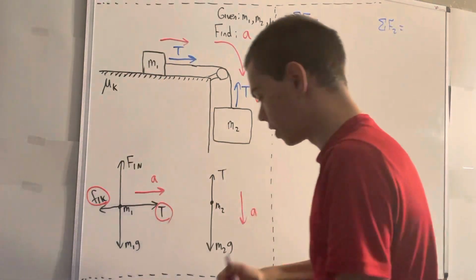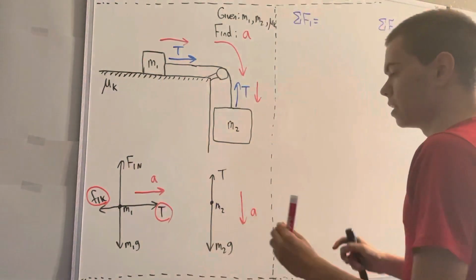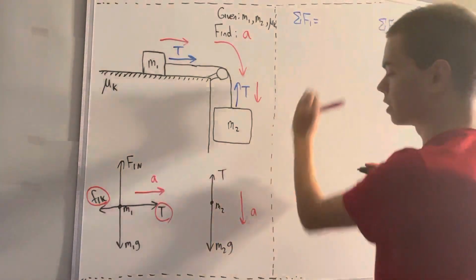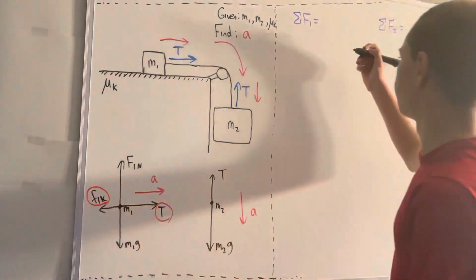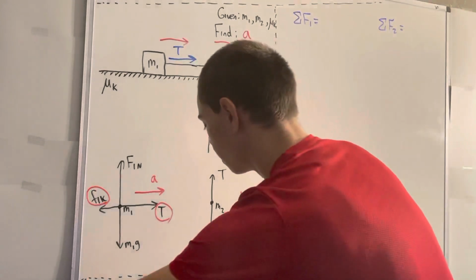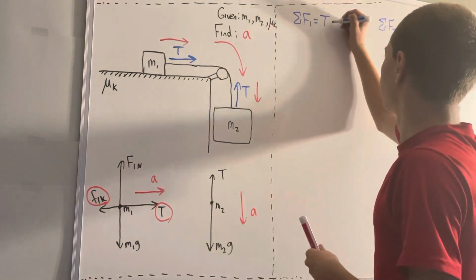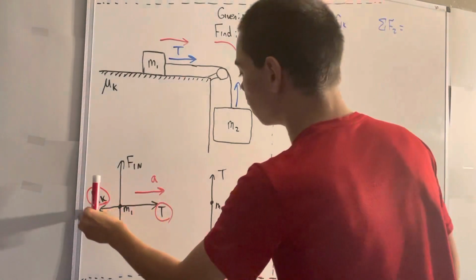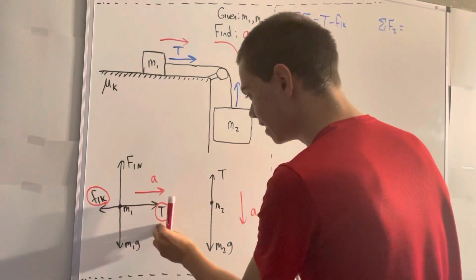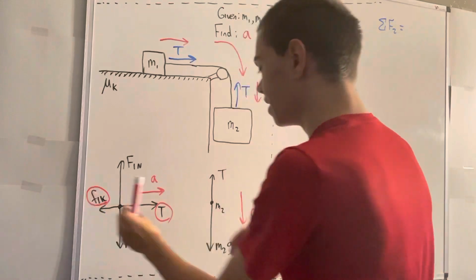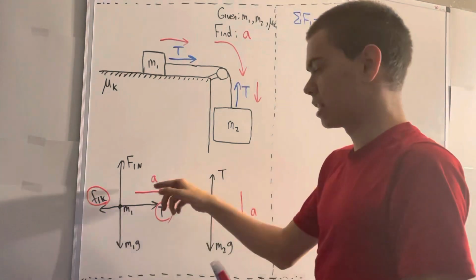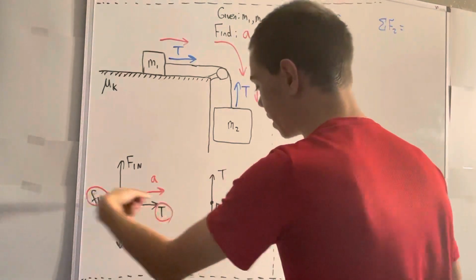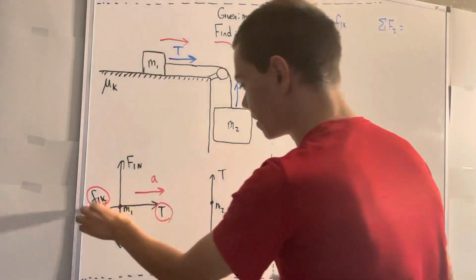So what that means is we're going to say that the net force is tension minus F1K. Tension minus F1K, and not F1K minus T. The reason we're doing this minus this is because the direction of the acceleration is to the right, and so we're saying that right is positive. So we're doing tension minus F1K.